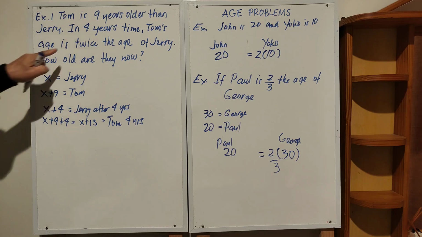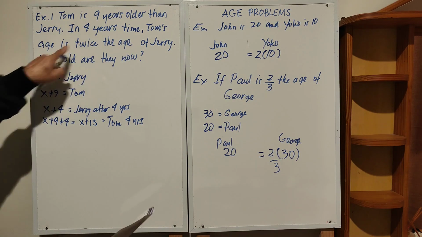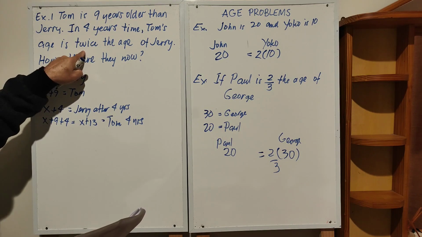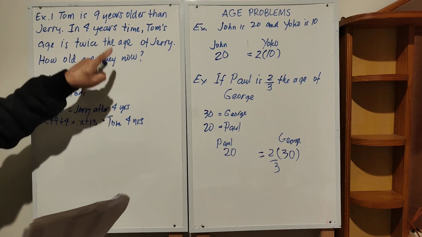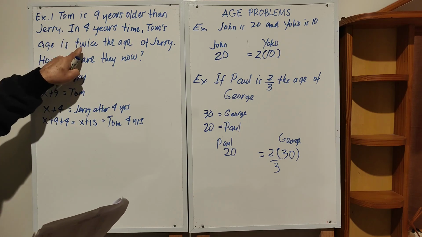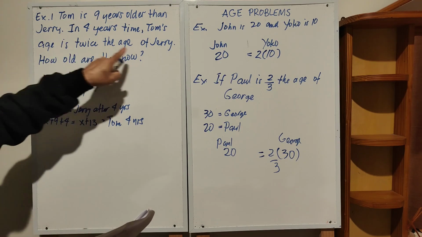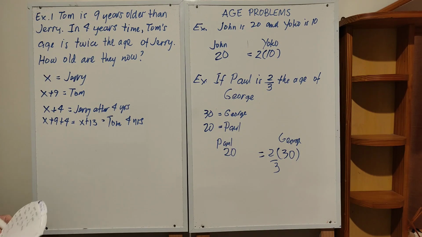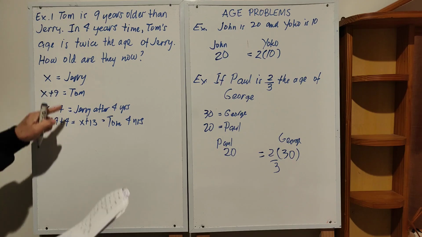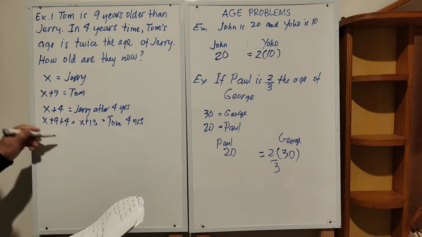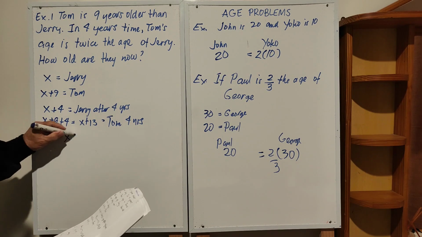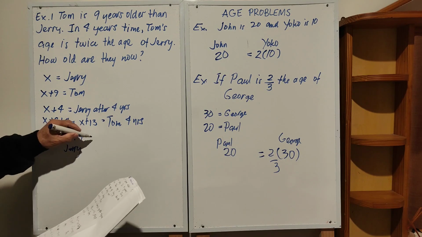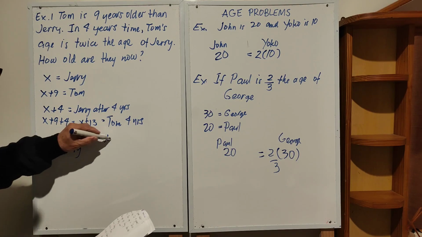Now, in 4 years' time, Tom's age will be twice Jerry's. So Tom is older. As I said in making the equation, we have to double Jerry's age to be equal to Tom's. So Jerry will be x plus 4, and x plus 13 is Tom.